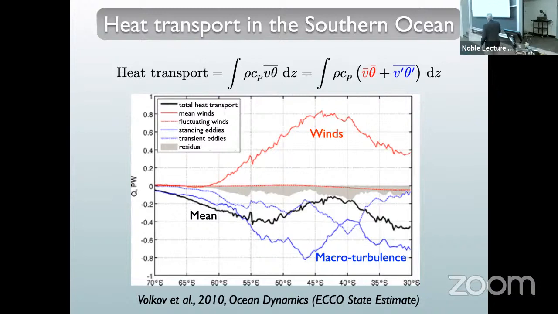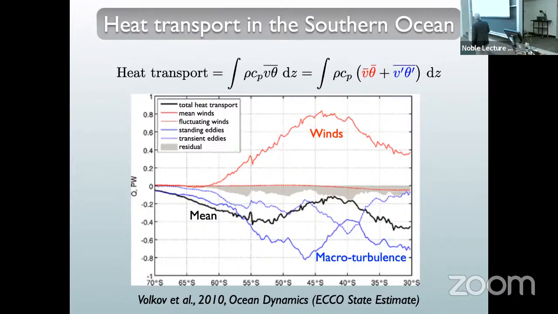But again, there is this macro turbulence, all these eddies that we see, that transport heat in the opposite direction. Here they are split in two components. It's what are called standing meanders versus transient eddies. There are eddies that appear and disappear, but in the ocean and in the atmosphere, there are also just big standing meanders in the flow that continuously distribute heat without changing in time, but just by their departure from the zonal average in a sense. In any case, you should by eye sum these two lines to get the full effect of the macro turbulence.